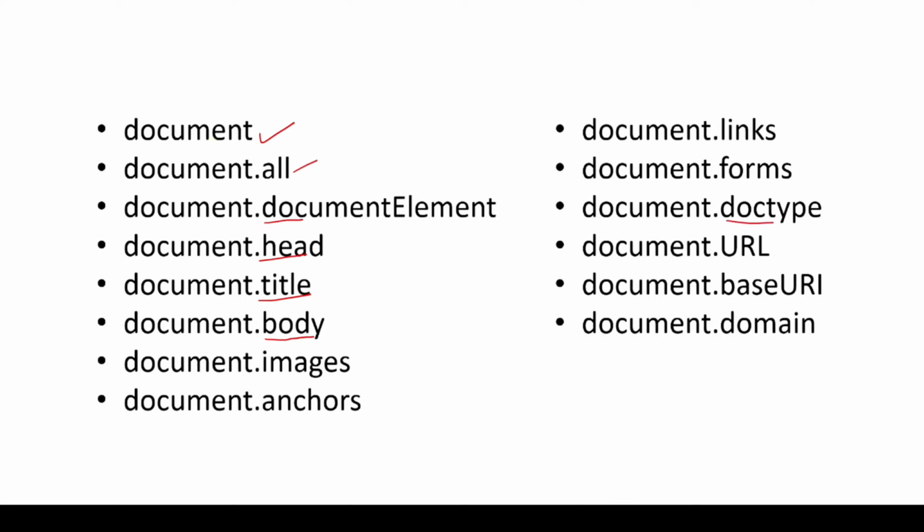Similarly, we can find out how many images, anchor tags, links and forms there are. This is the starting of HTML5, which is why we provide an exclamation mark and doctype html. If we want to know the URL of the document, we use document.URL in uppercase. If we want to know the base URI, it is similar to URL and will return the URL. If we want to know the domain of that web page, we can use document.domain.